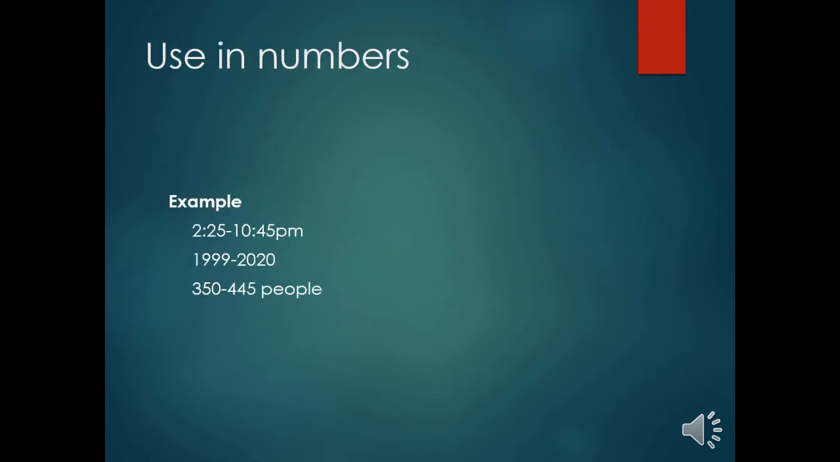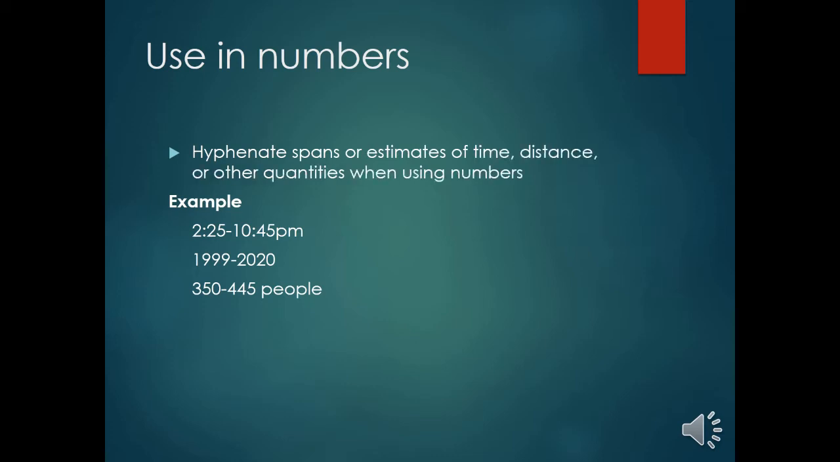You use the hyphen in numbers. Hyphenate spans or estimates of time, distance, or other quantities when using numbers. For example, 2:25 to 10:45 p.m. 1999 to 2020. 350 to 445 people.